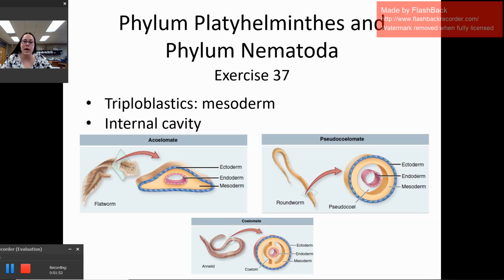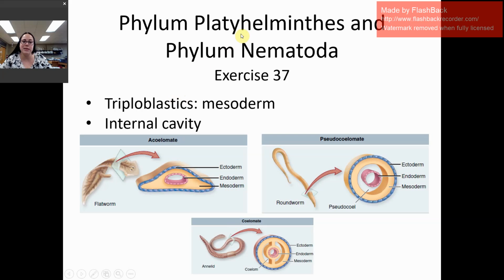Okay, so exercise 37, like I said, talks about 2 phyla, and they have a common point, which is that they are both worms, 2 kinds of worms. The Platyhelminthes are flatworms, and the Nematoda are called roundworms. If you look at the words and what they mean, we have helminthes here, which means worms, and plat means flat, so those are the flatworms. And for the Nematoda, this means thread-like worm, and so those are roundworms.